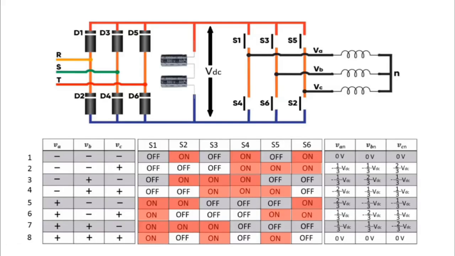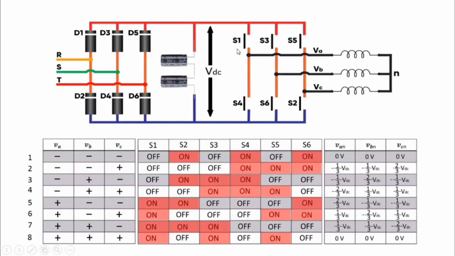One of these states is when S4, S6, and S2, these 3 switches, are closed. S1, S3, and S5 should be open. This is the first state that you can see here. If these 3 are closed, the voltage that appears here is just our ground, so no potential difference is created. In practice, VAN, VBN, and VCN become 0, because there is no potential difference and these 3 are connected to ground.